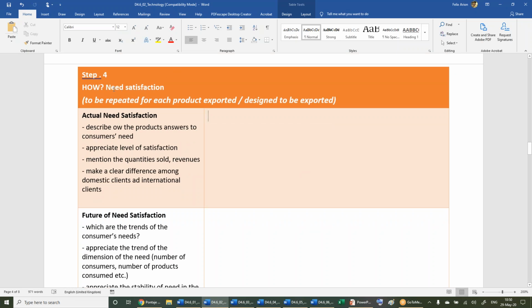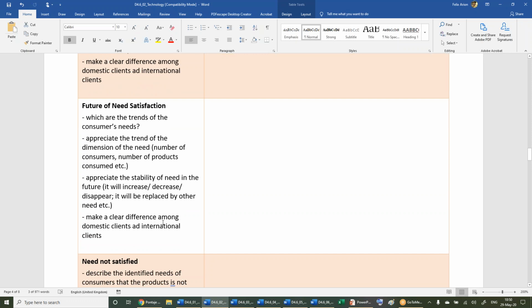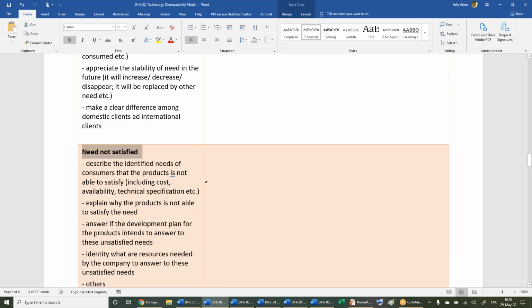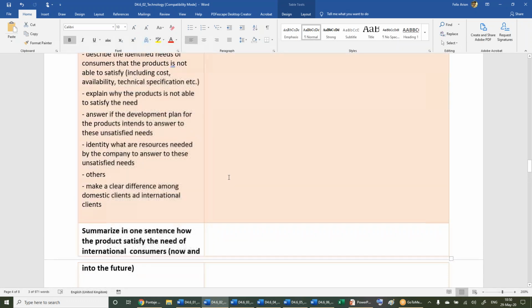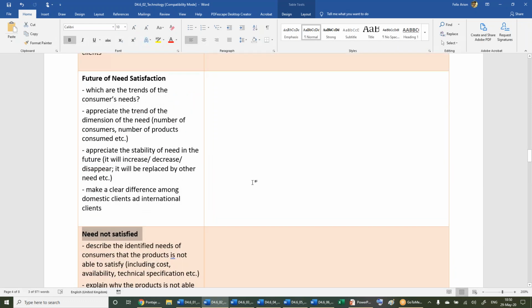Then how is that satisfying the needs? That means, okay, we have a need. We have a product which is supposed to answer the needs of the consumer. Well, how is that done? How is it done at the moment? How will it be done in the future? And what kind of need will we not be able to satisfy at the moment or in the nearest future? Talking about artificial intelligence, let's say I will need somebody to check the temperature of everybody who is coming inside, and that need is not satisfied.